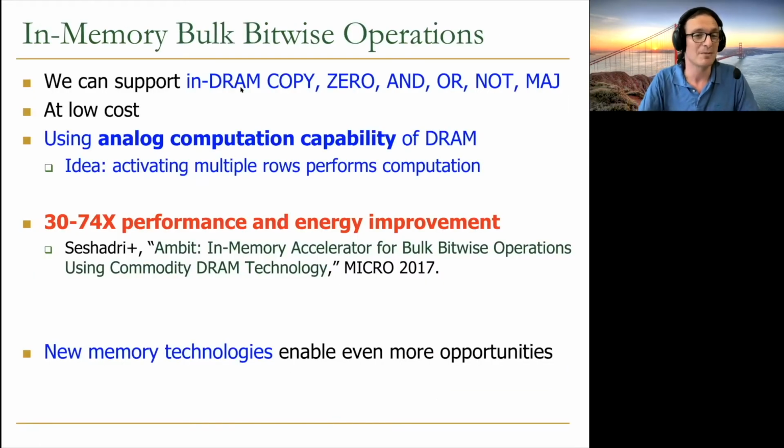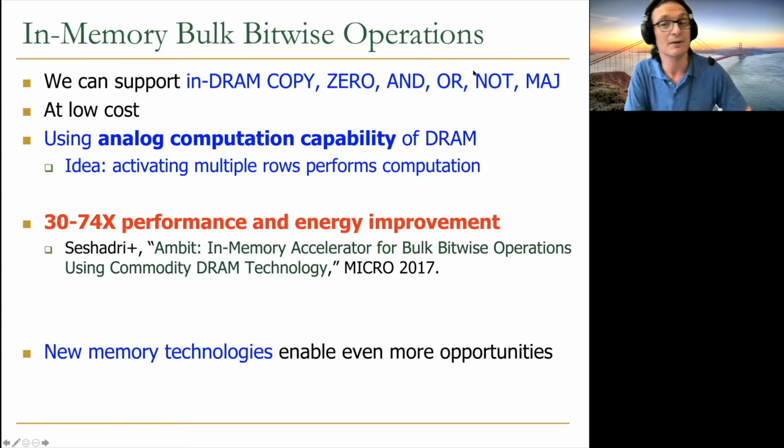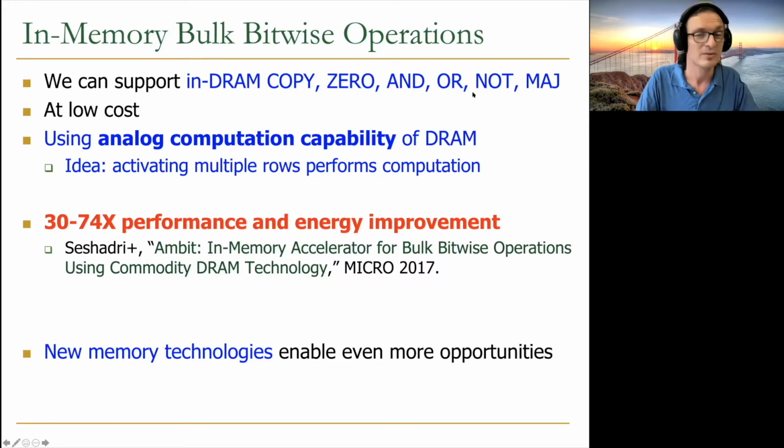Let me give you one example from our research. We showed that you can do in-DRAM copy, zeroing or initialization, and, or, not, and majority operations at low cost using the analog computation capability of DRAM. The idea is, remember the rows, you activate rows, just like in RowHammer. If you activate 3 rows concurrently, you perform analog computation, which leads to bitwise AND, OR, NOT and majority functions, which are functionally complete, as you know from this course, which means that you can map any program onto the substrate like you can do in DRAM. And we showed that you can have significant performance and energy improvements, 30 to 74x in this paper. If you're interested, you can take a look, of course.